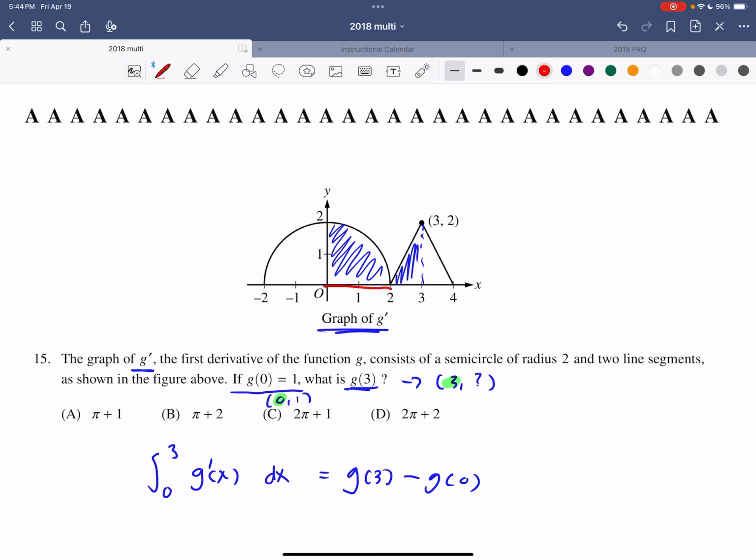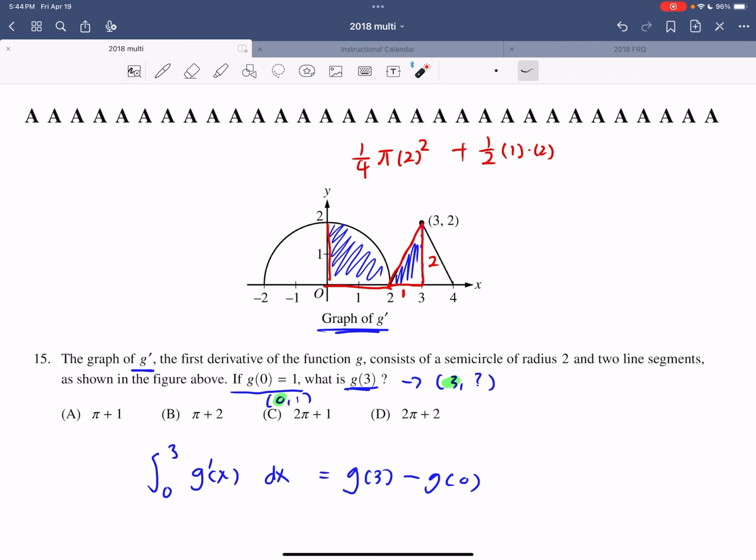Our radius is 2. So since it's a quarter circle, it's going to be 1/4 pi r squared, and the radius is 2 squared. Plus, this one is a triangle, right? I mean, half the triangle. It's not even half a triangle, it's just a triangle. So here to here is the 1. Height is 2, so it's going to be 1/2 base, which is 1, times height, which is 2.